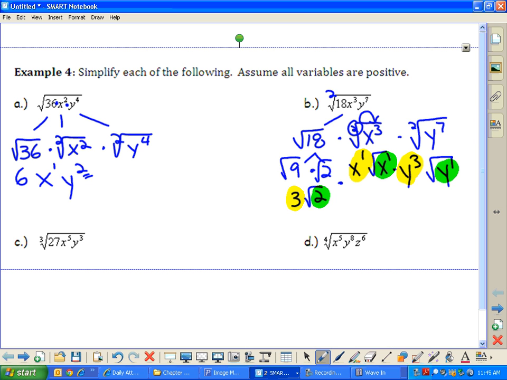This is actually, again, the product property. So our answer looks a little something like this. We take everything that's in yellow, 3x y to the 3rd, and multiply it together. And then underneath the radical, we write everything that's in green. So that'll be 2xy. And that is my answer. That's what the answer looks like. So you're going to have a radical part and then a non-radical part.